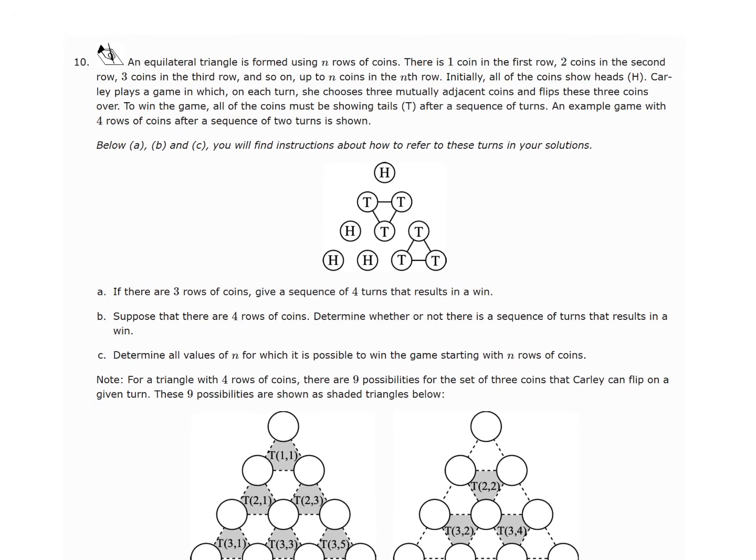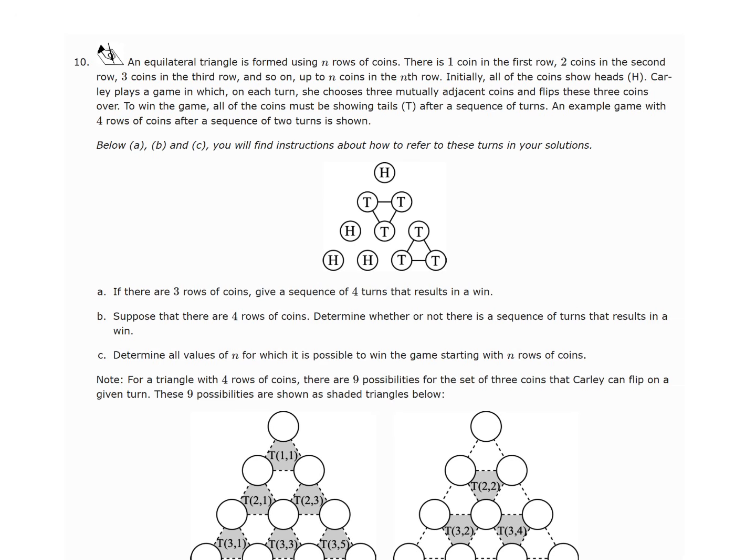An equilateral triangle is formed using n rows of coins. There is 1 coin in the first row, 2 coins in the second row, 3 coins in the third row, and so on, up to n coins in the nth row. Initially, all of the coins show heads. Carly plays a game in which, on each turn, she chooses 3 mutually adjacent coins and flips these 3 coins over. To win the game, all of the coins must be showing tails after a sequence of turns.